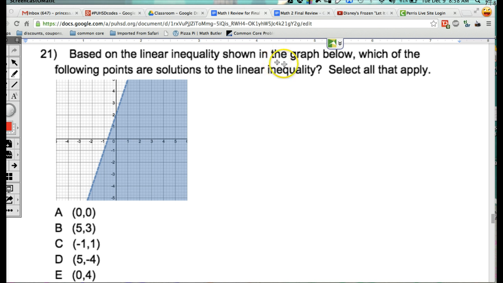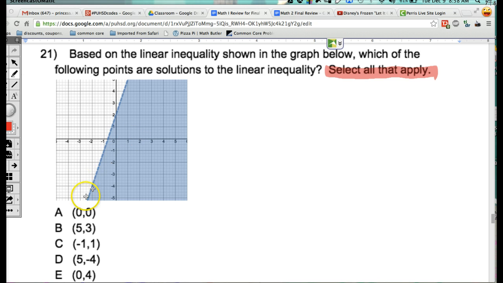Based on the linear inequality shown in the graph below, which of the following points are solutions to the linear inequality? Select all that apply. So I want you to always understand that when you see the phrase "select all that apply," that means there's going to be more than one correct answer. Just because it's a multiple choice test doesn't mean that there's only one answer. Sometimes there's only one answer, sometimes there's more than one answer. Okay? So I want you to start off understanding that. Alright, so now let's take a look.